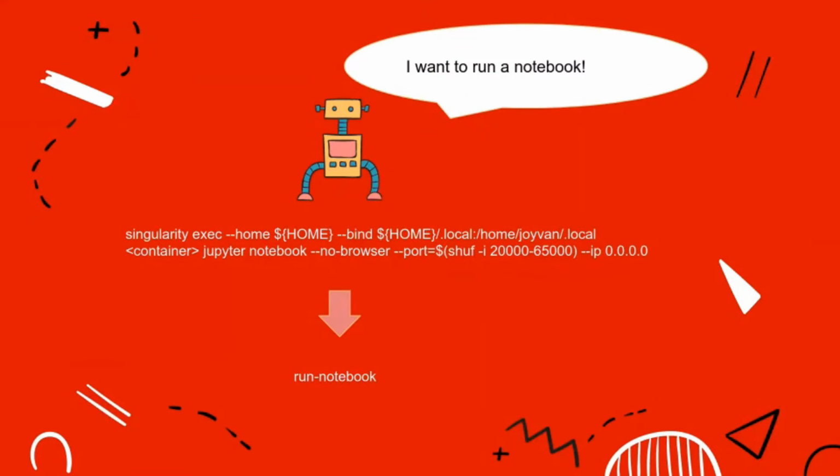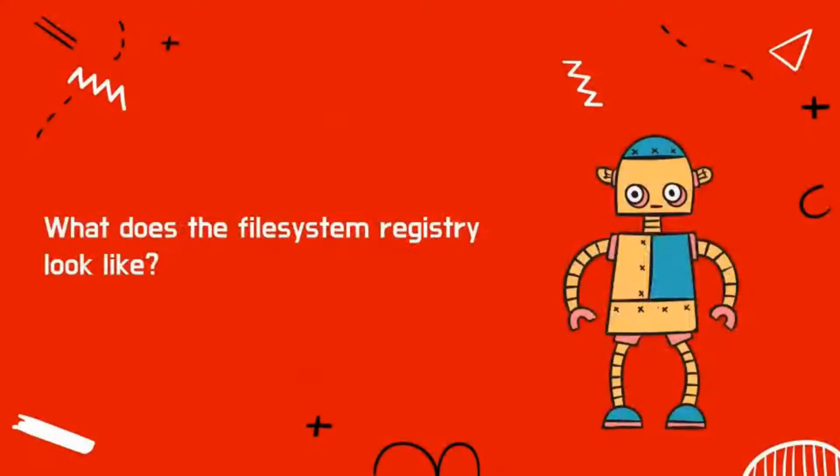And just as an example of the notebook that I mentioned earlier, this is what it would look like if you need to start a notebook using a Singularity container. You have to think of binding home and special binds to maybe where software needs to be installed. You need to think of command line arguments like no browser. You need to find a port, the IP address. So all of this can be packaged into this alias of run notebook, so you don't have to think about it.